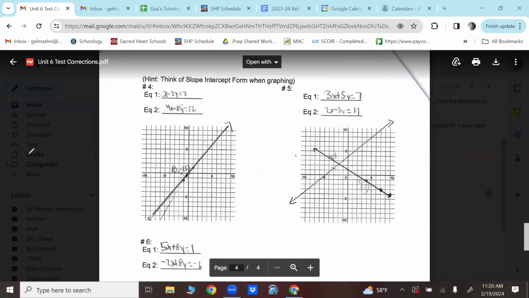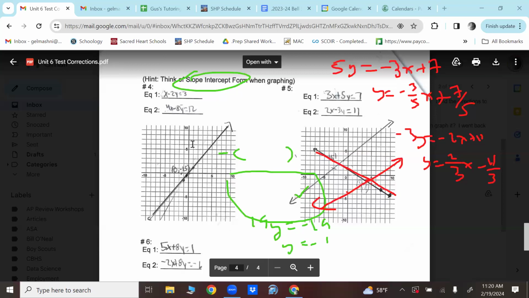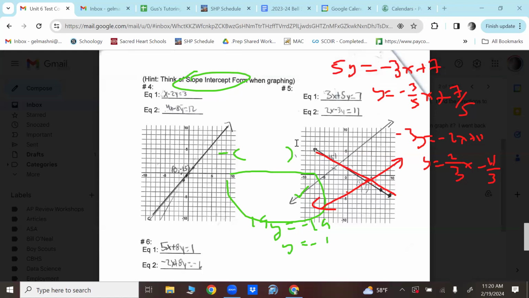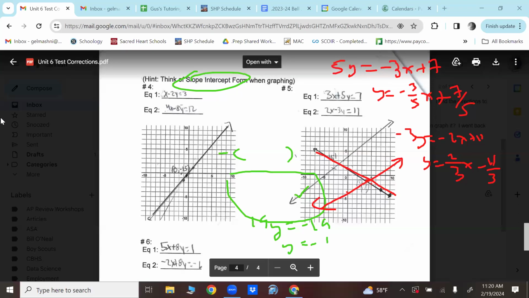So how did I get the line that's going... You have positive 11/3 as your y-intercept. Oh, yeah. So that's wrong.